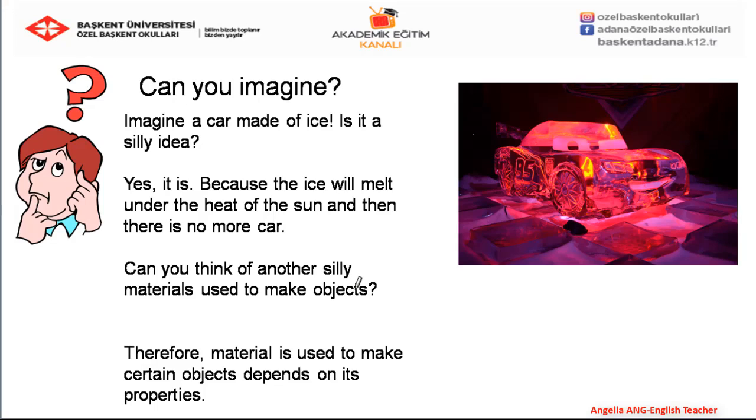Can you imagine a car made of ice? Is it a silly idea? Yes, it is. Because the ice will melt under the sun and then there is no more car. Can you think of another silly materials used to make objects? Therefore, material used to make certain objects depends on its properties.